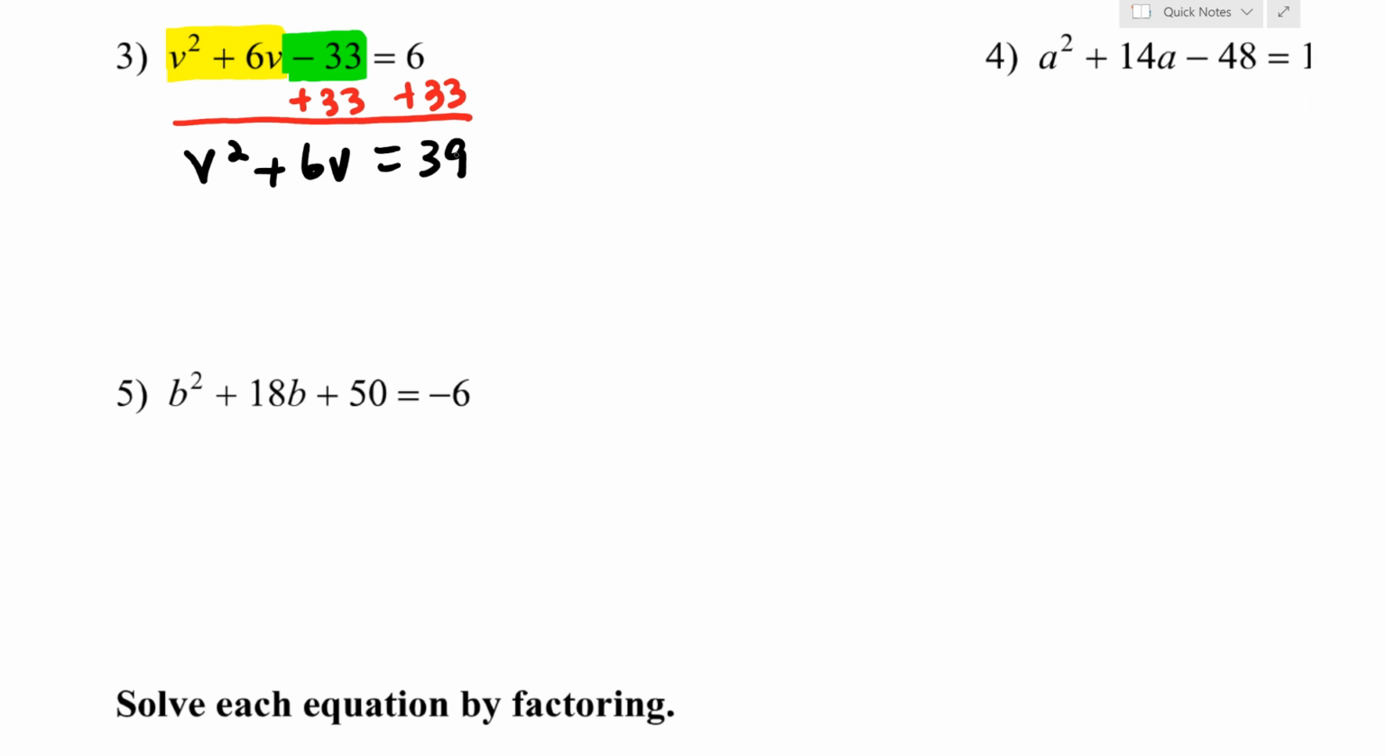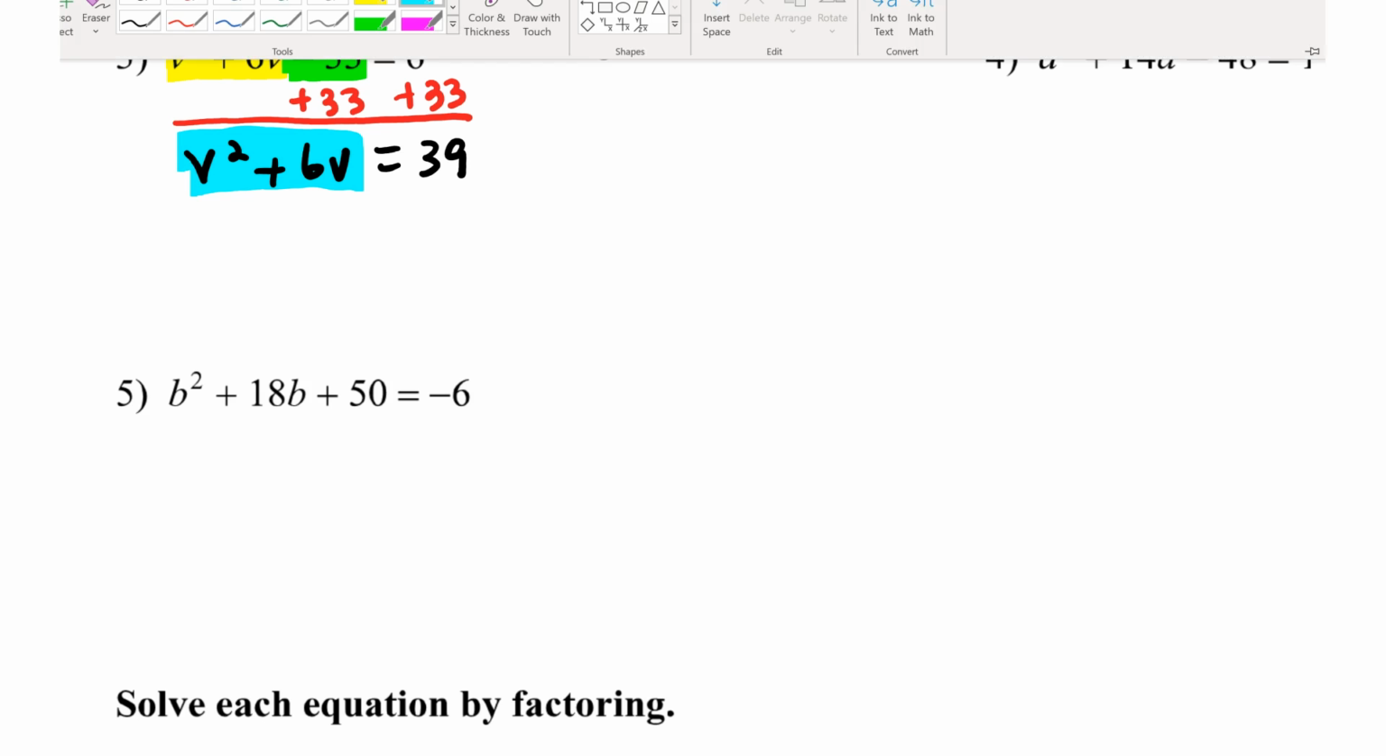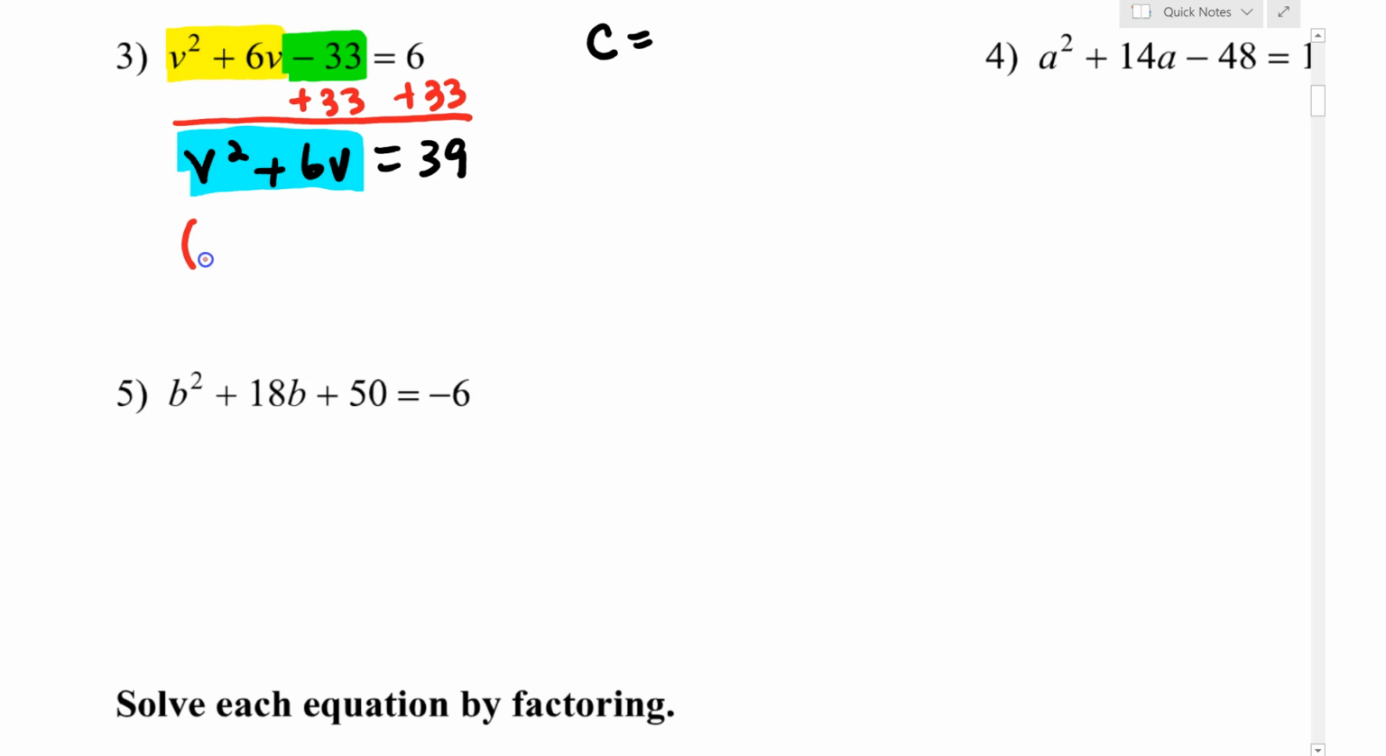Then what you're going to do is find c. C is going to make this into a perfect square. In other words, when I say perfect square, it's going to make it into parentheses times parentheses. It'll be the same factor, and it'll equal 39. So you have 6 divided by 2, and then you have to square it. So c is equal to 3 squared, which gives you 9.